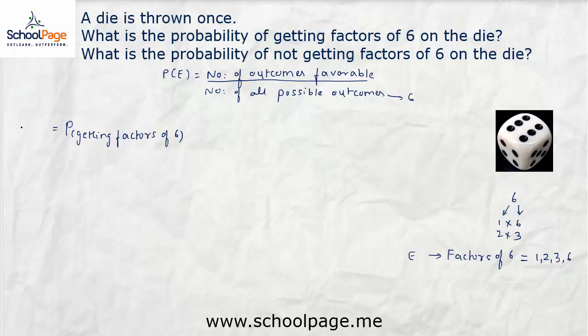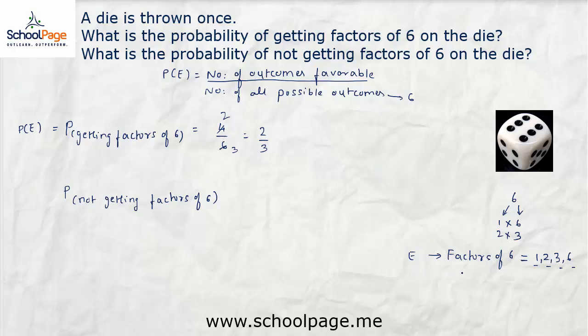So probability of the event E is equal to, now we have found the favorable outcomes. The favorable outcomes here is 1, 2, 3 and 4. All possible outcomes is 6. Simplifying, we get this probability as 2 by 3. Let us find the probability of not getting factors of 6.